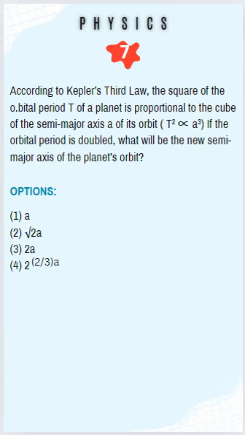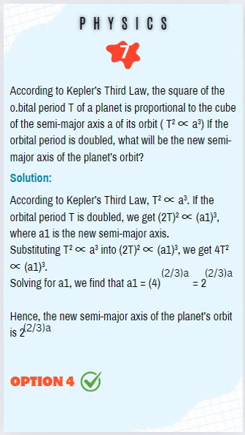Next question is from Kepler's laws of planetary motion. Planets move around the star in elliptical orbits. Semi-major and semi-minor axes are referred to axes of elliptical orbits of planetary motion. The correct answer is option 4. Kepler's equation is to be used to solve this question, which states that square of the orbital period is proportional to cube of semi-major axis.